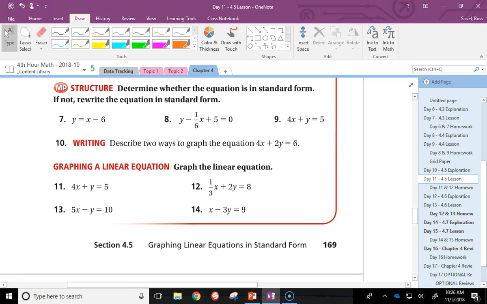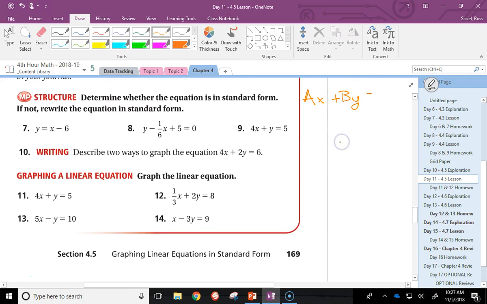Tell me, is this equation in standard form? Remember, standard form is A, any number in front of x, plus any number in front of y, equals C. So is this in standard form? No. Standard form is Ax plus By equals C. This is y equals, what form is this? Slope-intercept. Remember, slope-intercept is y equals mx plus b. So we're going to say no.